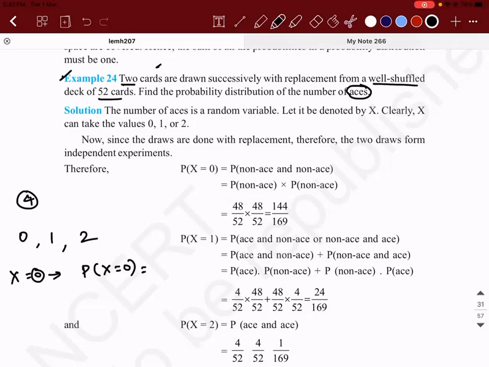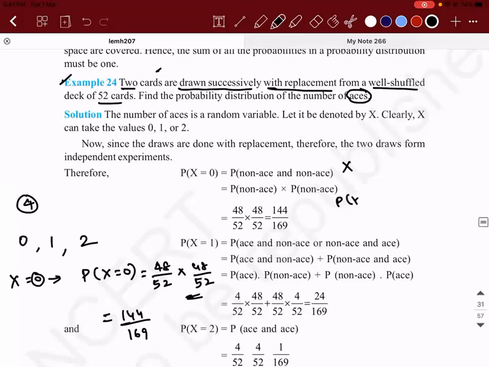So how many non-ace cards are there? Here, if you observe, 48. Two cards are drawn successively with replacement. So you have 52 in the first draw. You're replacing the card again, and you're taking another card. When 0 aces come, what is the probability associated with it? 144 divided by 169. Similarly, what can happen?